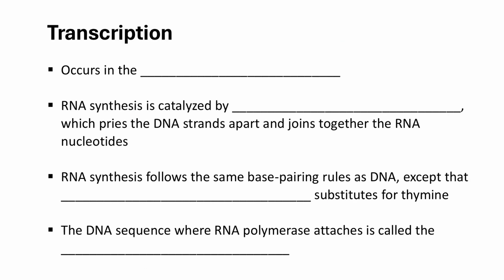As I mentioned already, transcription is going to occur in the nucleus of the cell. The synthesis of RNA is going to be catalyzed by RNA polymerase. Now, because we are making RNA from that DNA, the enzyme that is going to be used in this case is RNA polymerase. And RNA polymerase is going to pry the DNA strands apart and join together the RNA nucleotides to synthesize that RNA from the DNA template.